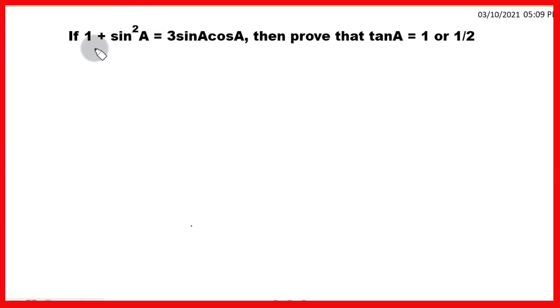Here is a question on the screen. If 1 plus sine square a is equal to 3 sine a cos a, then prove that tan a is equal to 1 or 1 half. Here it is given that 1 plus sine square a is equal to 3 sine a cos a. This is given to us.